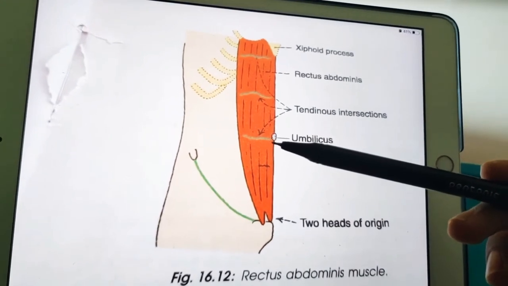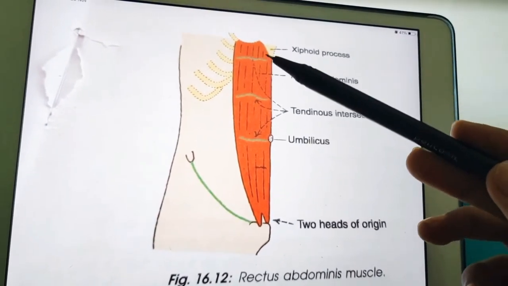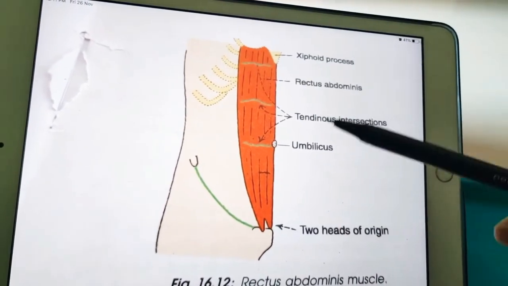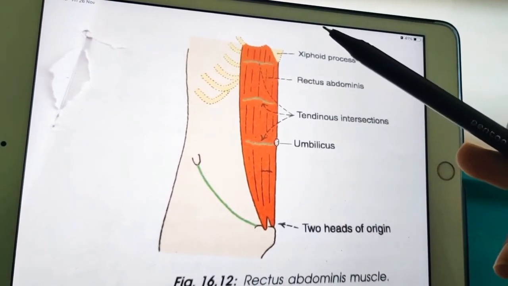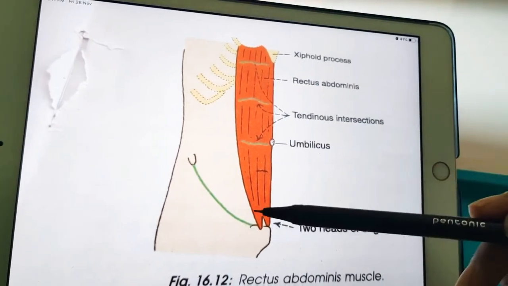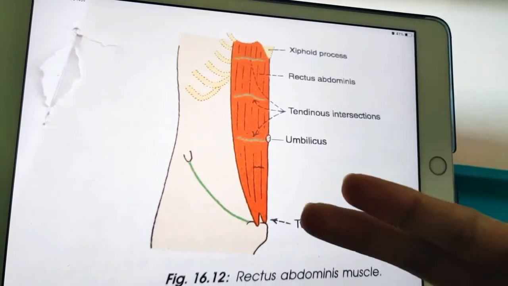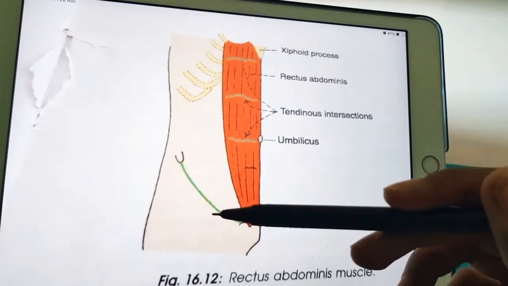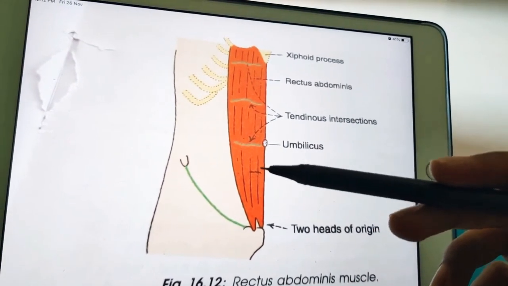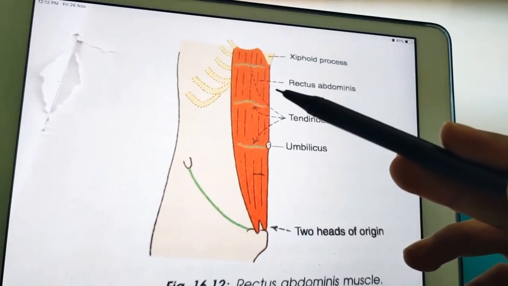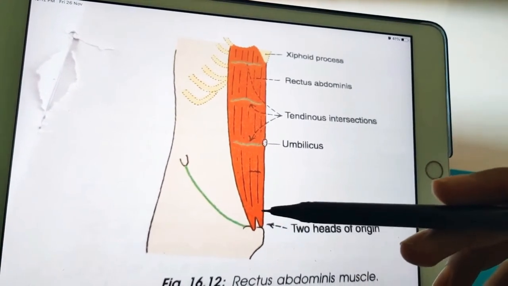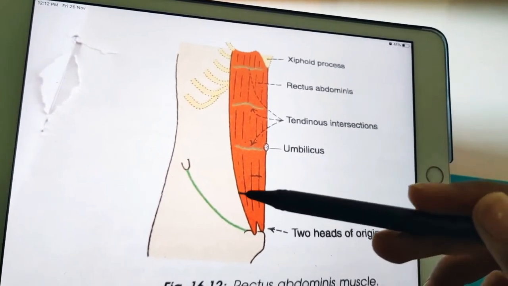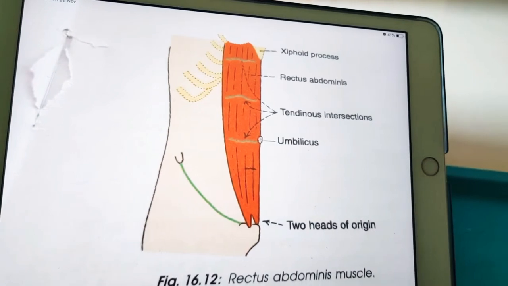This arises mainly by two tendinous heads, that is a lateral head from the lateral part of pubic crest and a medial head which is coming from anterior pubic ligament, and these fibers run vertically upwards. So it has two heads of origin. One side will be the medial side and one side will be the lateral side. The medial head is coming from anterior pubic ligament, and the lateral one is coming from lateral part of pubic crest. So, the two heads.